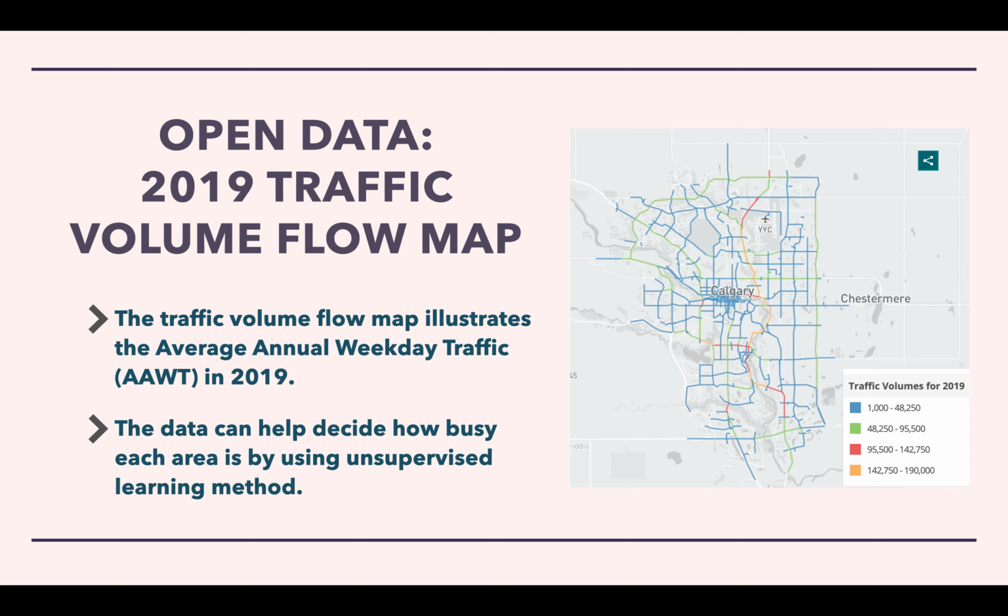Here on the right is also a picture of the dataset. The roads are colored differently according to the traffic volumes of each road. Blue here stands for low traffic volume, while orange stands for high. The use of the data can help decide how busy each area is by using the unsupervised learning method.